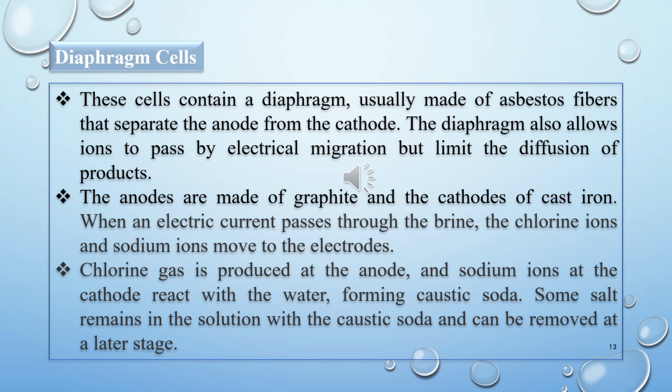Now our next topic is the diaphragm cell. First of all, what is a diaphragm cell? These cells contain a diaphragm, usually made of asbestos fibers, that separates the anode from the cathode. The diaphragm allows ions to pass by electrical migration, but limits the diffusion of products.